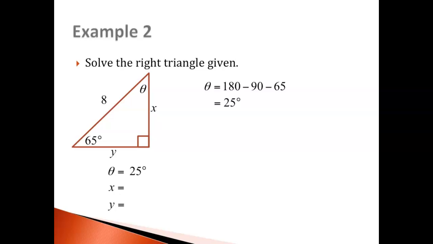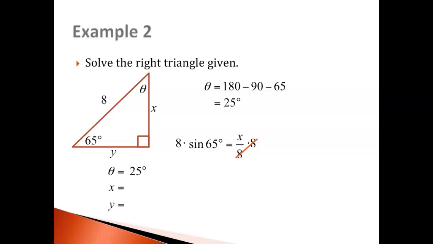So if I'm looking at the 65-degree angle, I'm trying to find the measure of x, and I have the measure of the hypotenuse, which is 8. X is opposite the 65-degree angle, so since I'm solving for the opposite side and I have the hypotenuse, I want to use sine. So sine of 65 equals x/8. Now we need to solve for x, so I'm going to need to multiply both sides by 8. So now I have 8 times sine of 65.